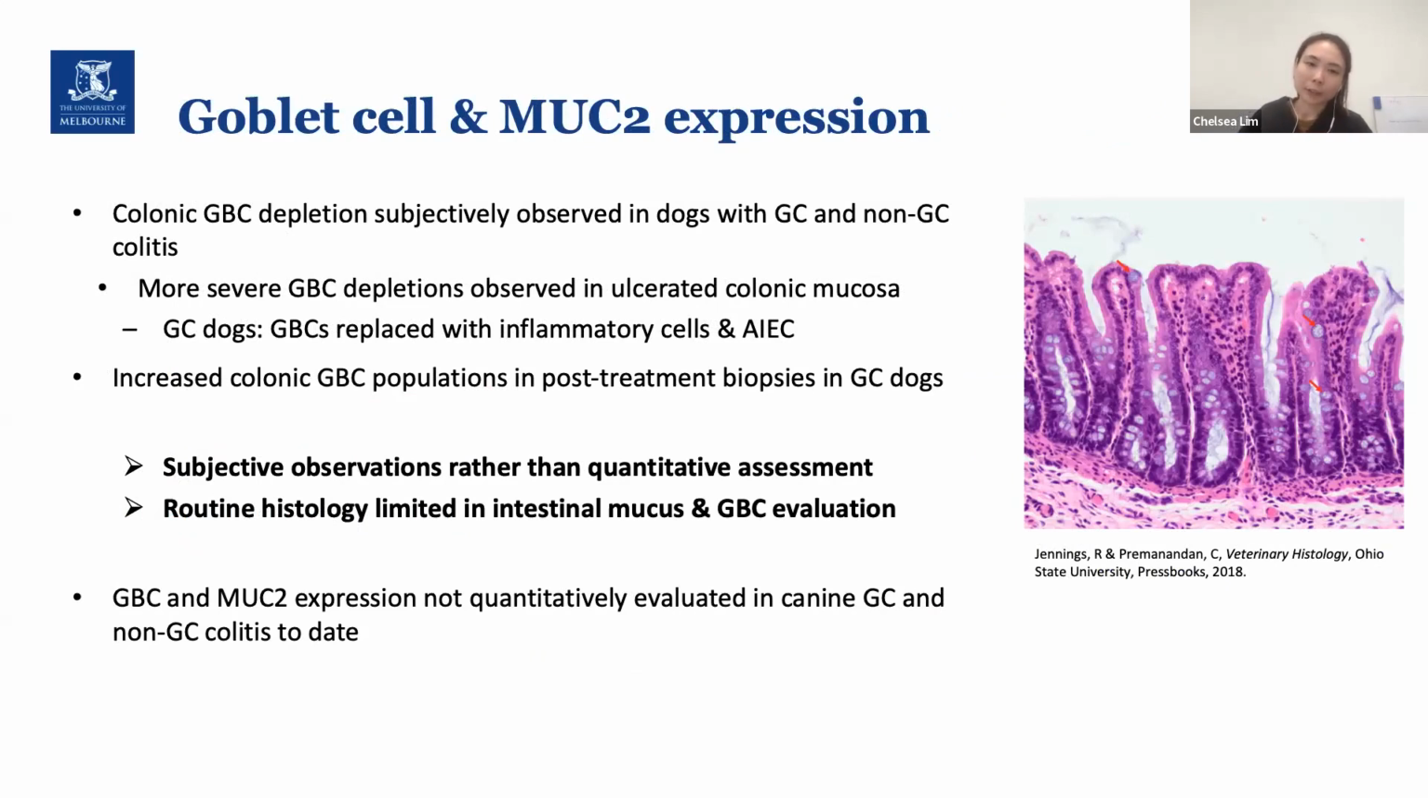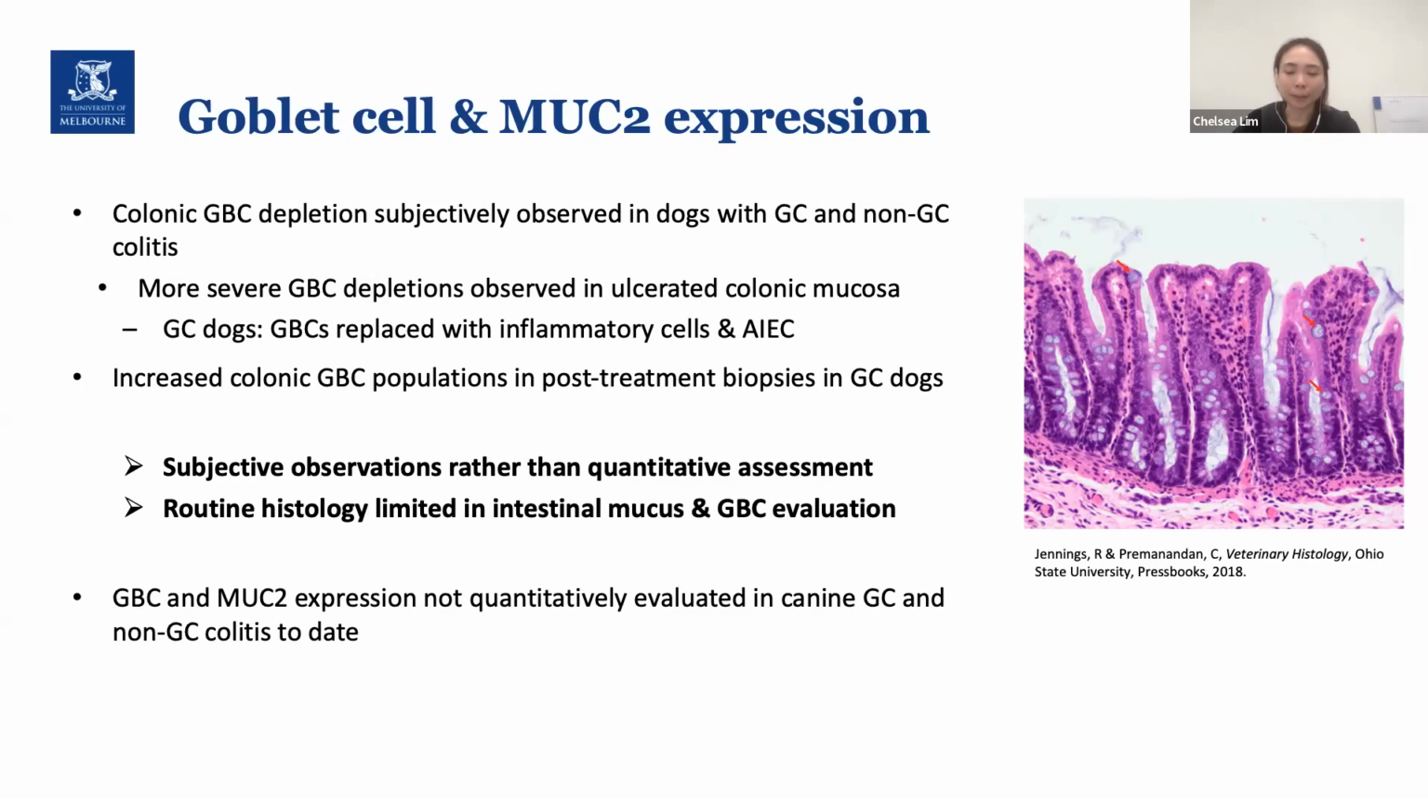Colonic goblet cell depletion has been subjectively observed in dogs with GC and non-GC colitis, where more severe goblet cell depletions were observed in ulcerated colonic mucosa, and in GC dogs, these goblet cells were replaced with inflammatory cells and clumps of cocobacilli consistent with adherent invasive E. coli. Another publication noted that substantial increases in goblet cell numbers in post-treatment biopsies of GC dogs occurred in conjunction with eradication of adherent and invasive E. coli.